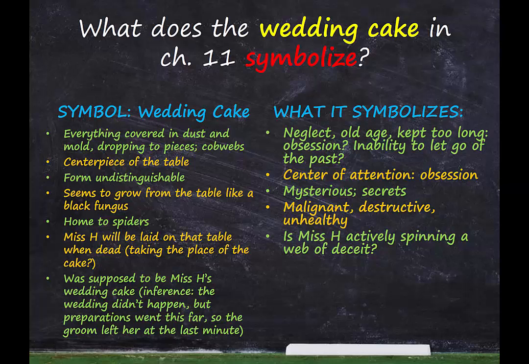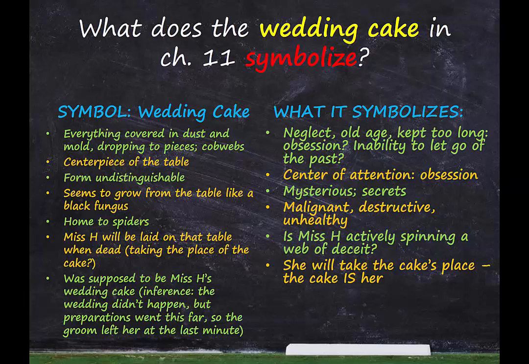Miss Havisham plans to be laid out on that table when she dies. If she is taking the cake's place, then she is the cake and the cake is her. So the obsession is hers, and it has consumed every part of her being. There's nothing in her life that isn't focused on that obsession.